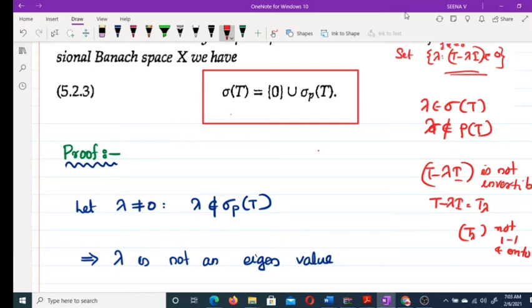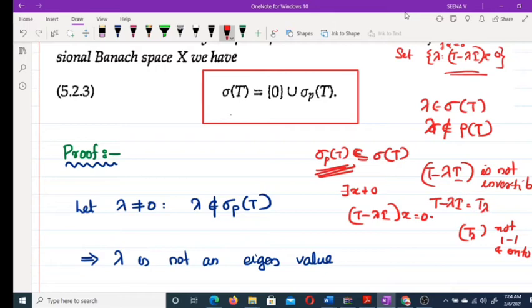Clearly we know that sigma pt is a subset of sigma T, because lambda in sigma pt means there exists an x not equal to 0 such that T minus lambda I x is equal to 0. That means this is not one to one. Therefore clearly this is not invertible. That means that lambda is in sigma T.